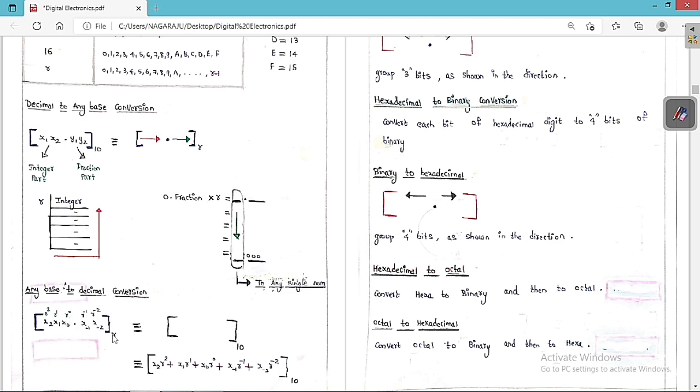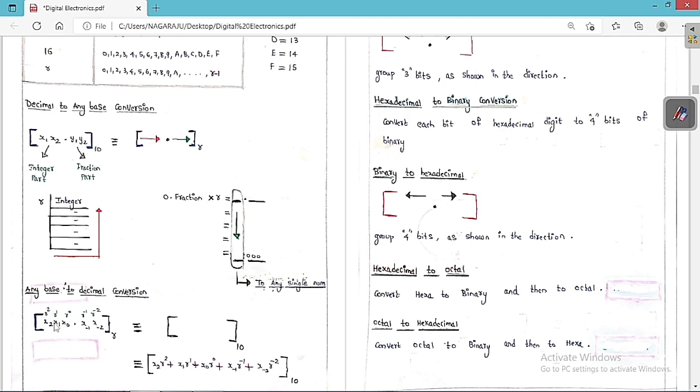Whatever the radix of the base system is, here it is r to the power of 0, r to the power of 1, r to the power of 2, and you have to continue like this. Similarly on the fractional side, r to the power of minus 1, r to the power of minus 2. You multiply these powers with the corresponding digit values and take the summation. Then you get the resultant value in the decimal number system.